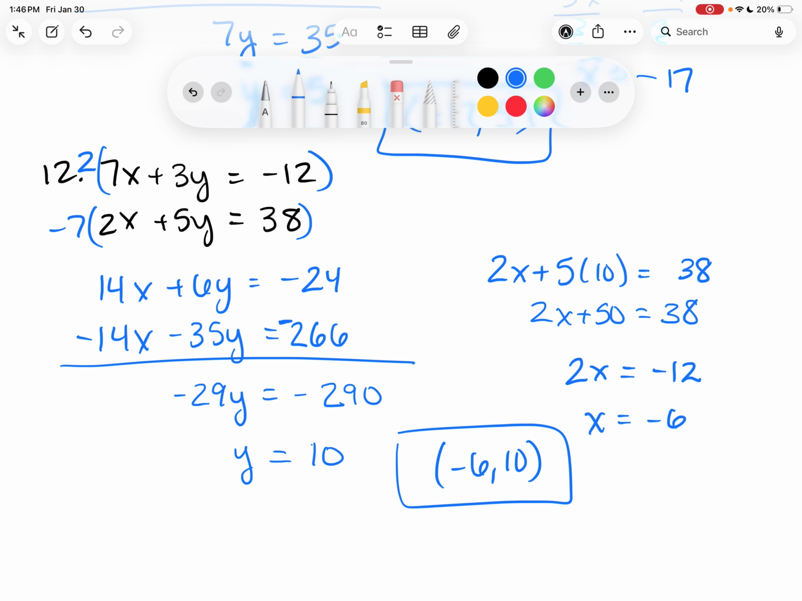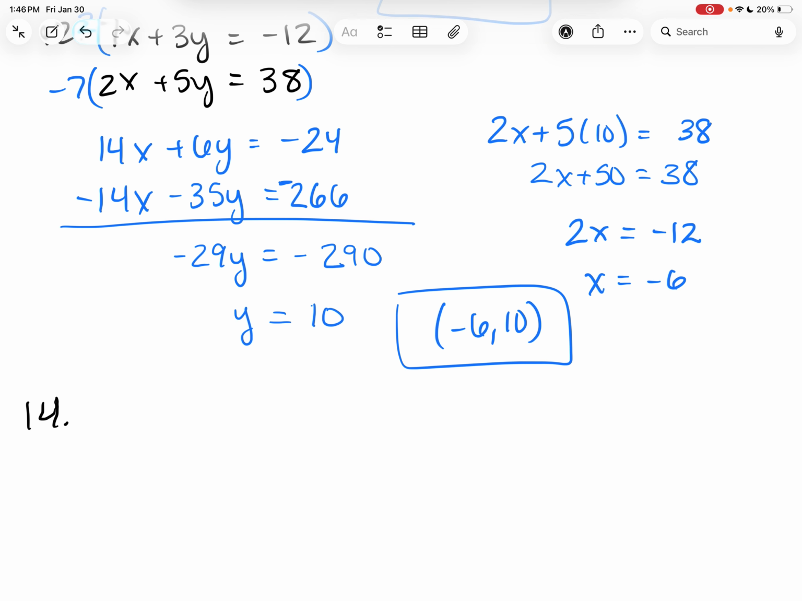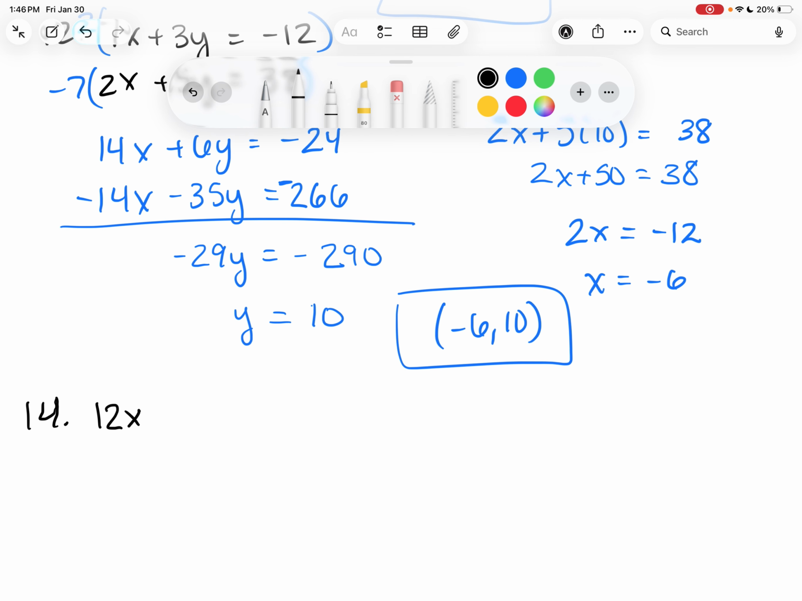Questions on those? All right, I'm going to have you try this one on your own, and we'll see how we're doing. 14. 12x minus 7y equals -2, and -8x plus 11y equals 14.